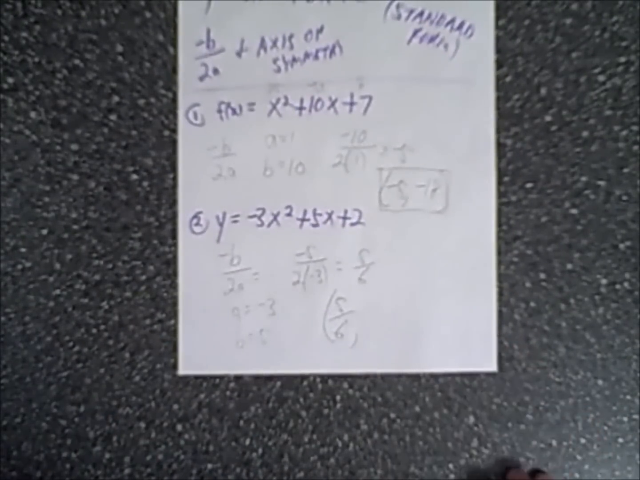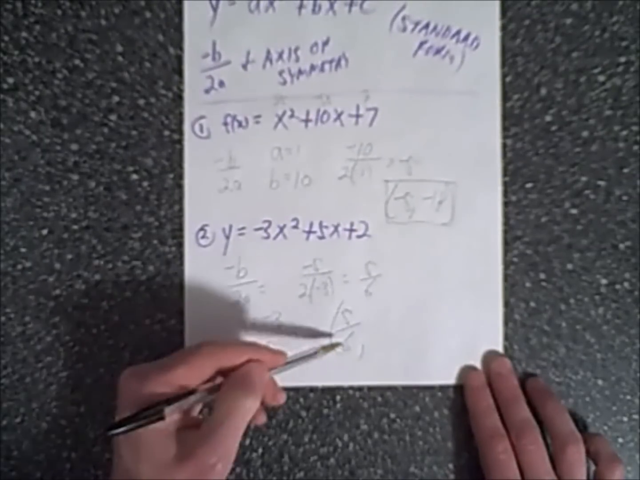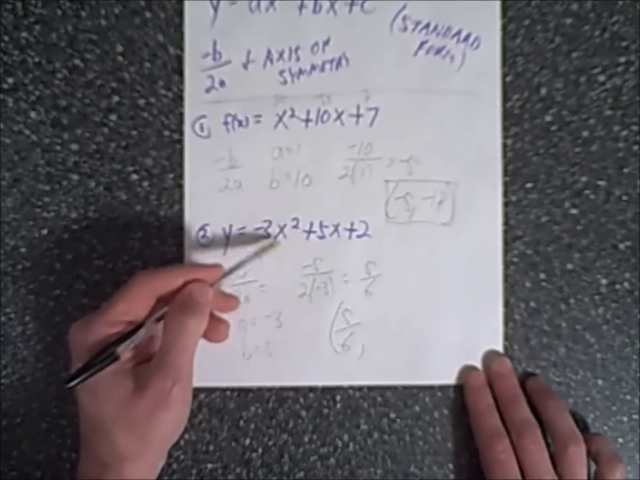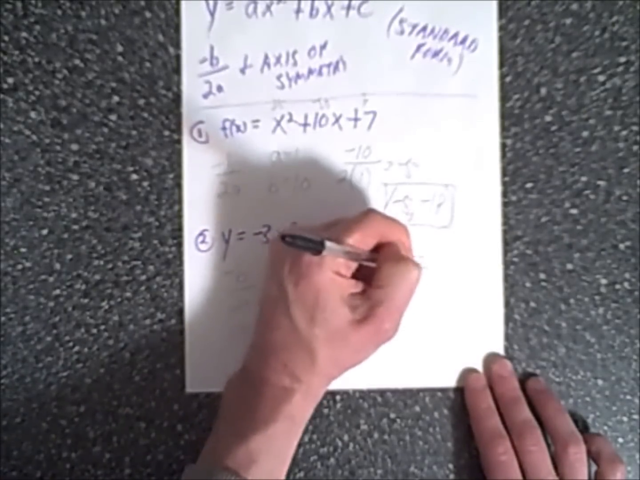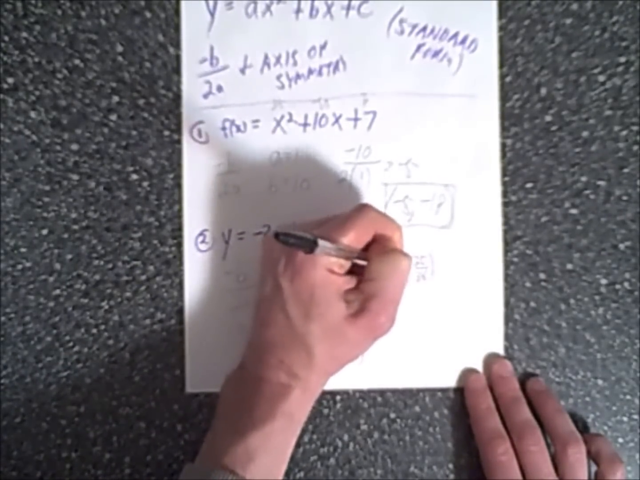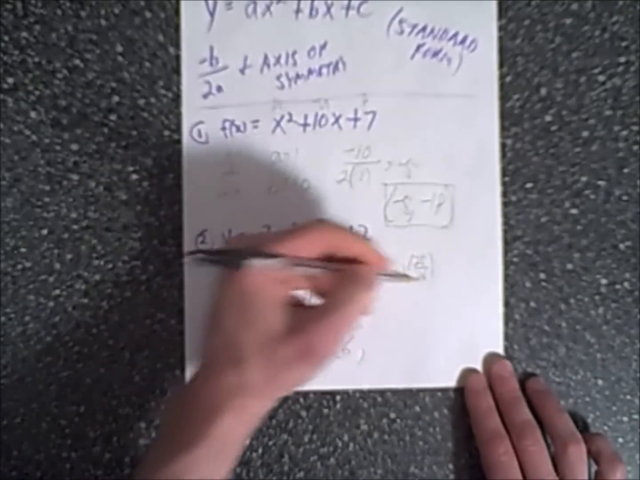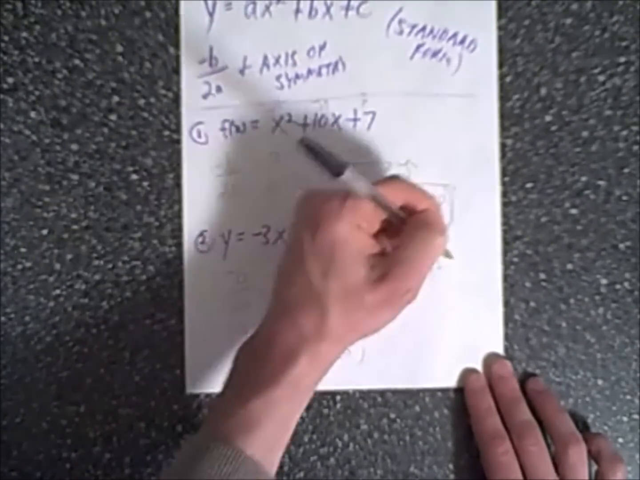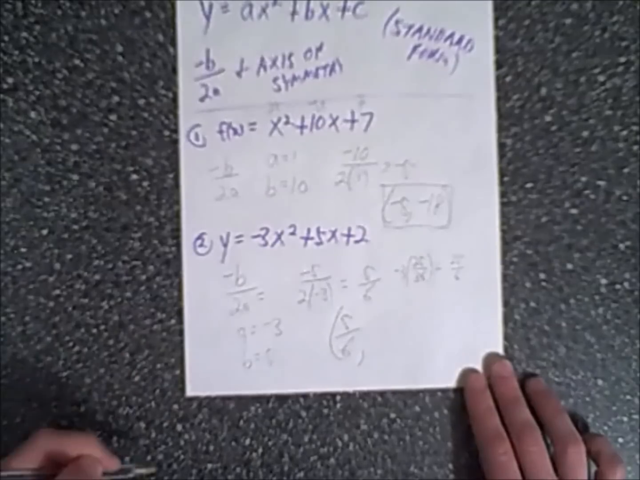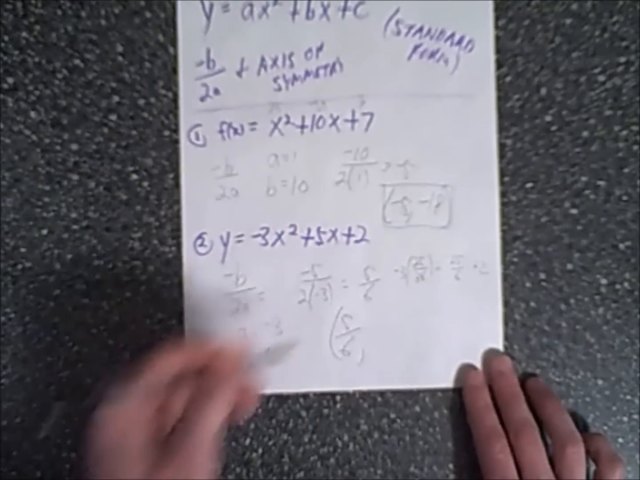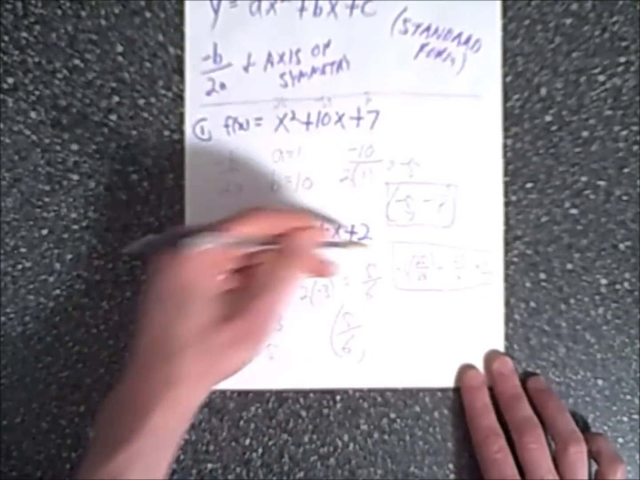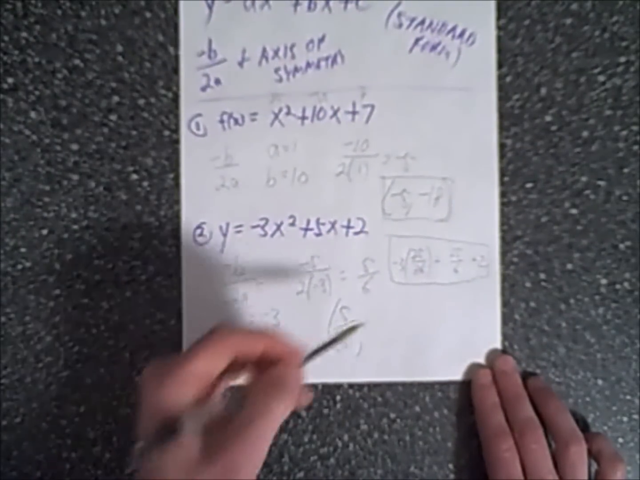And so now we've got to play with some fractions and plug it in. 5/6 squared is 25 over 36. So that's going to be 25 over 36 times negative 3, and then plus 5 times 5/6, which is 25 over 6. And lastly, we have plus 2. And now again, we have to add this up to get our fractions. So let's use a common denominator.